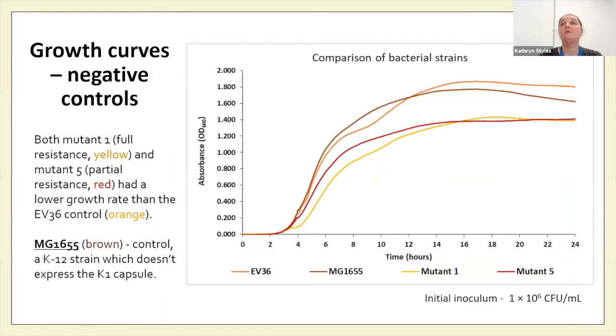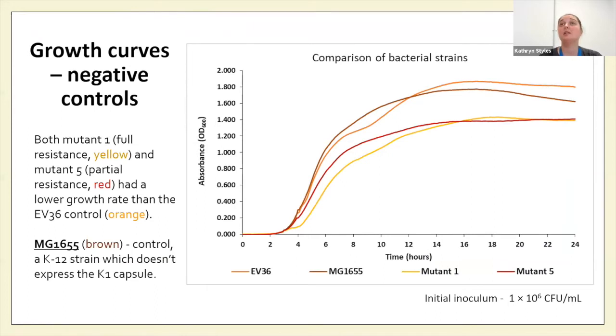So we did a number of growth curves. These are for our negative controls. There's no bacteriophage here at all. We were just looking at relative growth rates, and we found that for both the mutants that showed resistance to our phage, there was a lower amount of growth during the time period.